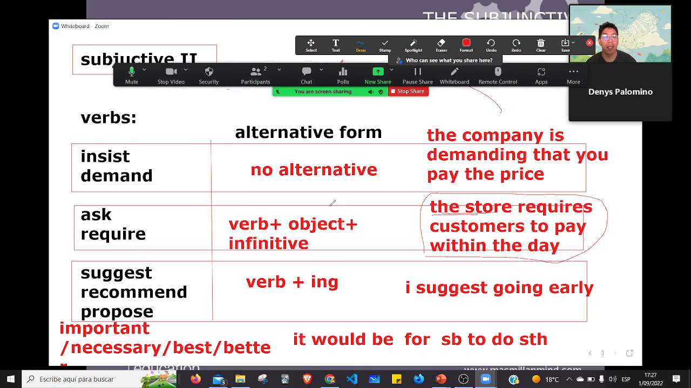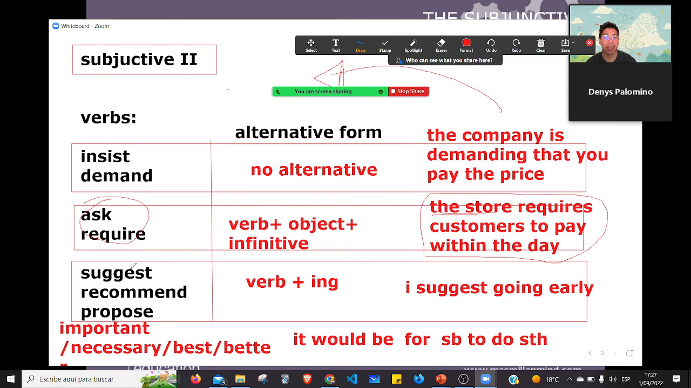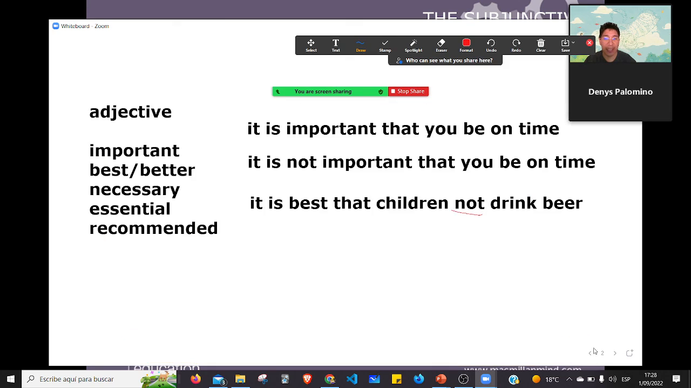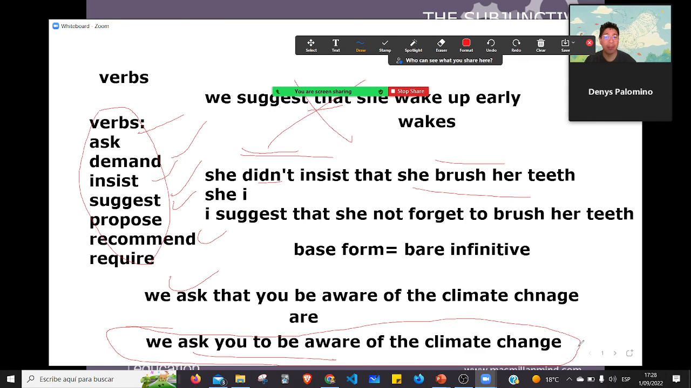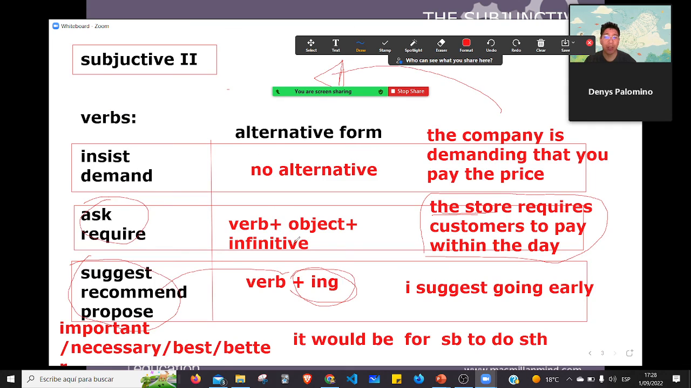Recuerda que los únicos que pueden usar objeto es ask y require, y ya sabes que suggest, recommend, and propose van seguidos del ING. Essential, también puedes decir, it is essential for you. Sí lo puedes usar. Los mismos verbos y adjetivos que están aquí, lo tienes que usar. Por ejemplo, el advice yo lo uso también con el ing. Porque son palabras muy parecidas a suggest, recommend, aconsejar, ¿cierto? Palabras que tengan el mismo sinónimo pueden ir aquí. ¿Ok?